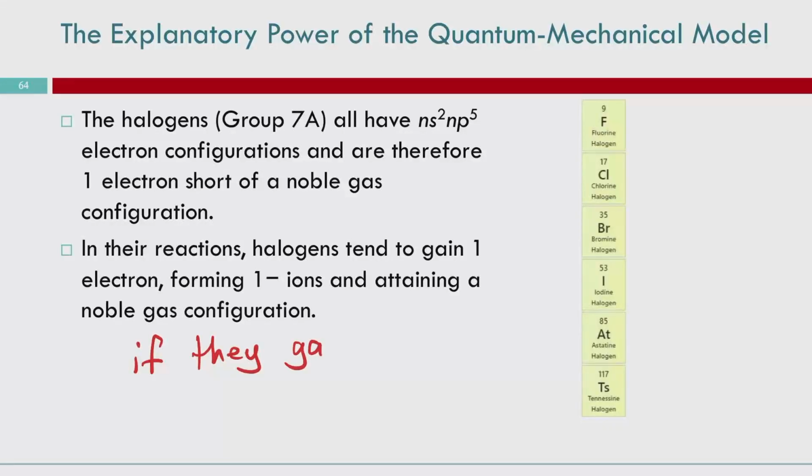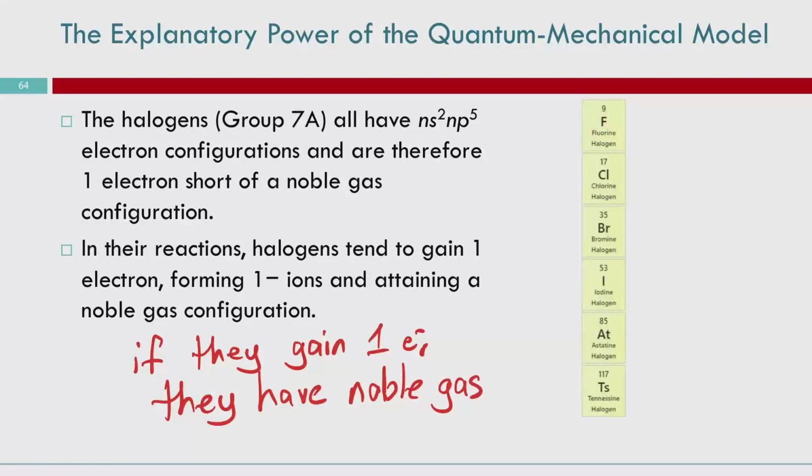If they gain 1 electron, they have noble gas configuration, which again is the goal for pretty much all of our elements, this noble gas electron configuration. So for example, let's look at chlorine again. Chlorine's in row 3. So just looking at the outer parts, we've got 3s2 because we're past the s, and we are at 3p5.